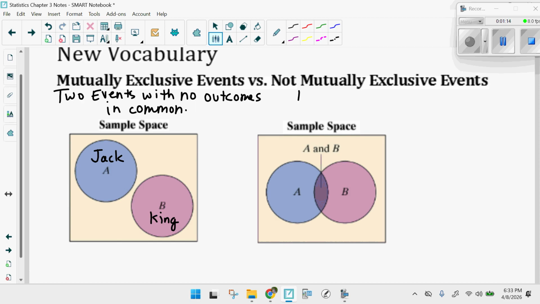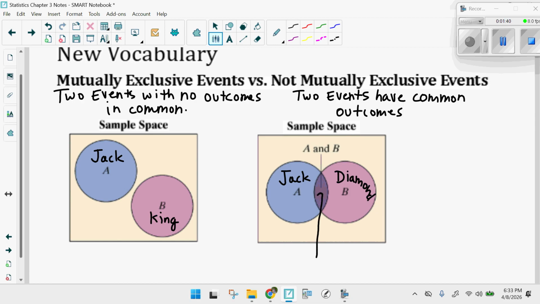So not mutually exclusive is when two events have common outcomes. So if I asked you, with one draw, to pick a jack or a diamond, that is going to be possible because there is in a deck of cards a jack of diamonds. So there is that possibility. So with one completed event, I could pick out a jack of diamonds.